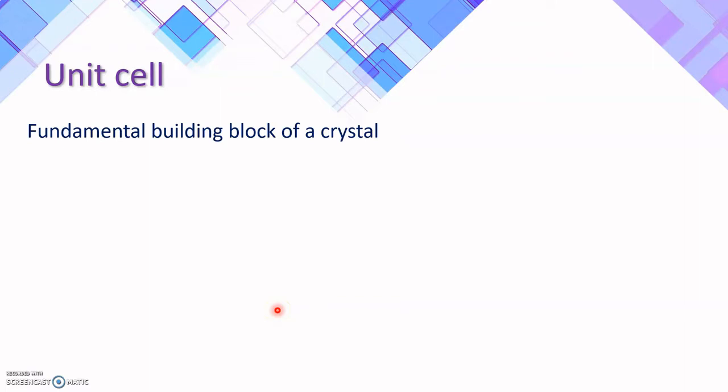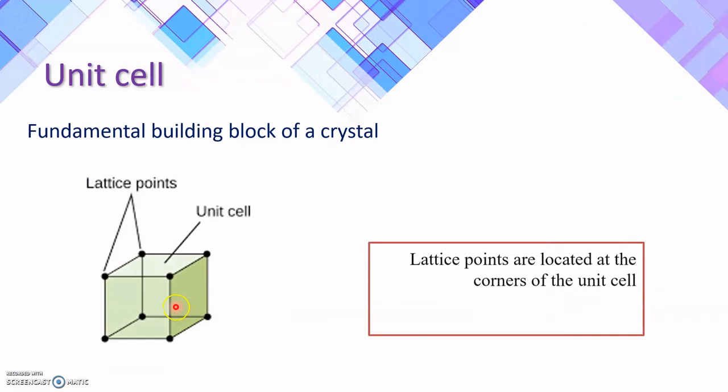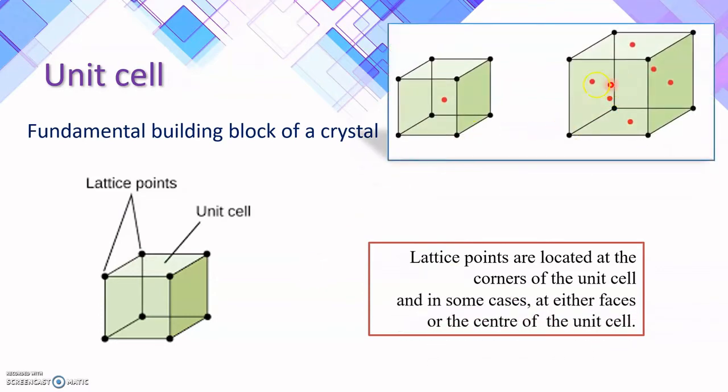A unit cell is a fundamental building block of a crystal. Here you can see a unit cell. At the corners of the unit cell there are lattice points. The lattice points can also appear on the faces of a crystal or at the center of the crystal.